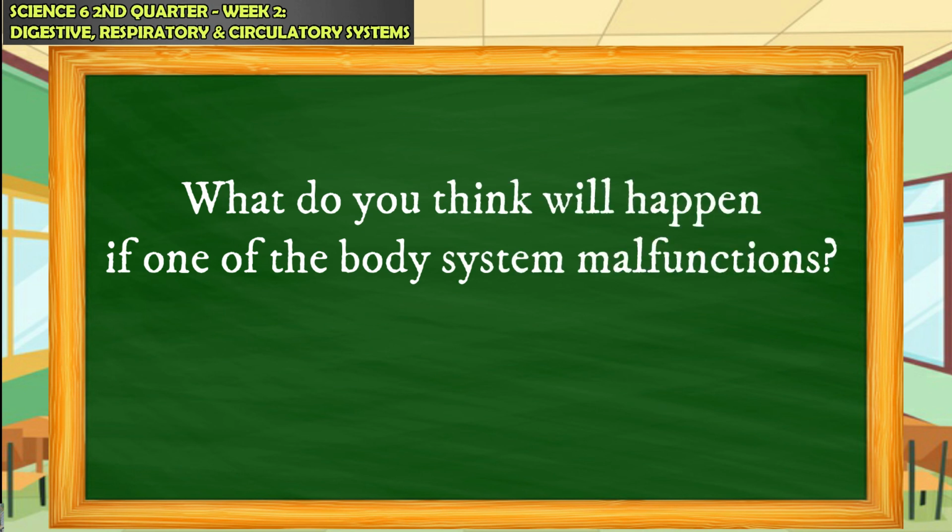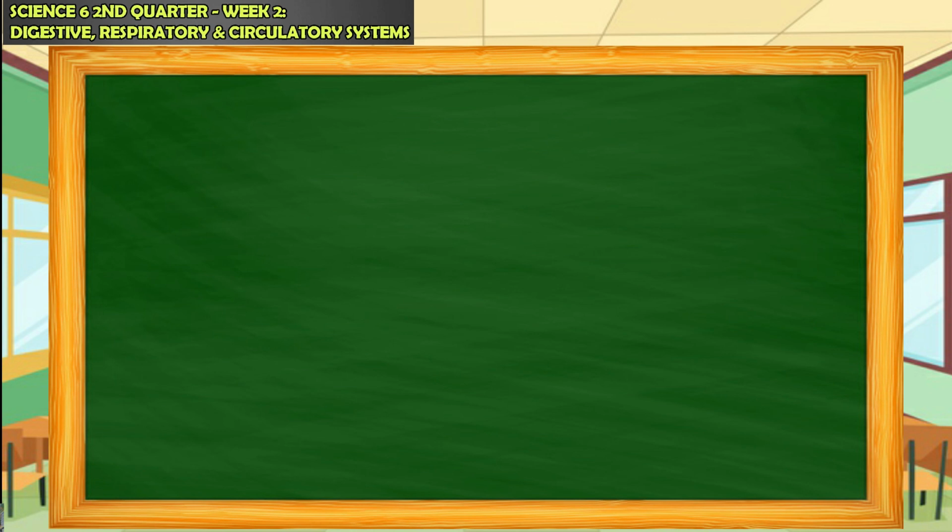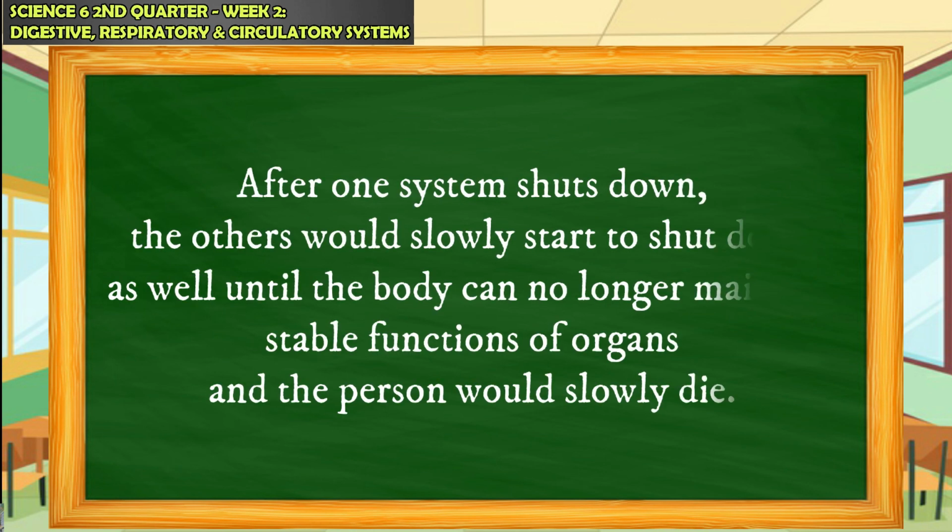Now, what do you think will happen if one of the body systems malfunctions? Excellent! After one system shuts down, the others would slowly start to shut down as well, until the body can no longer maintain stable functions of organs and the person would slowly die.